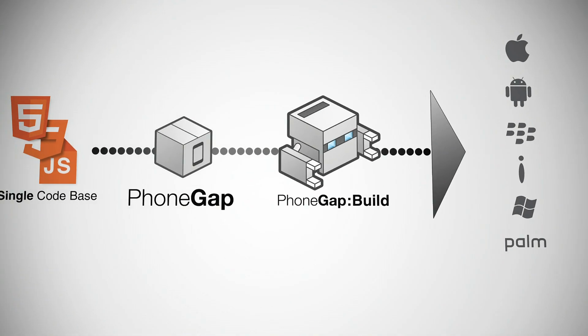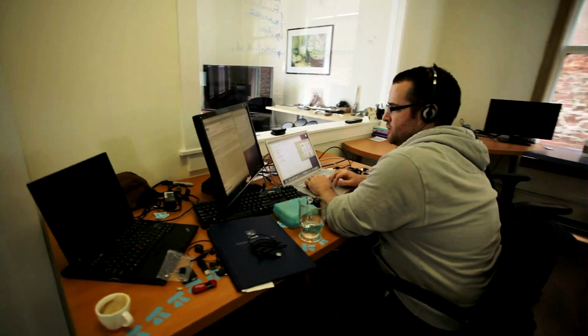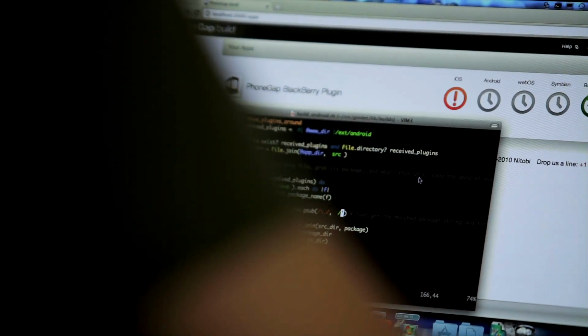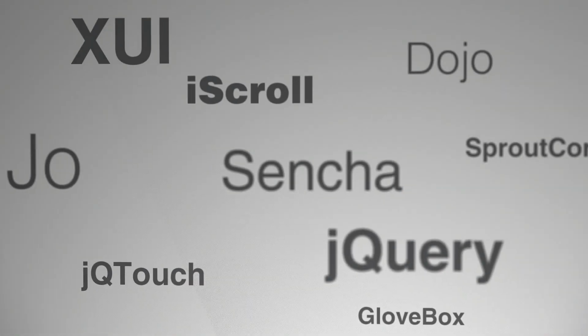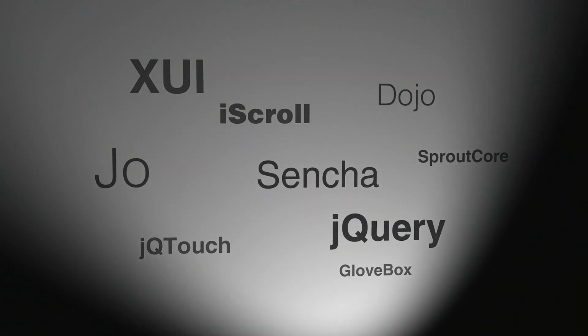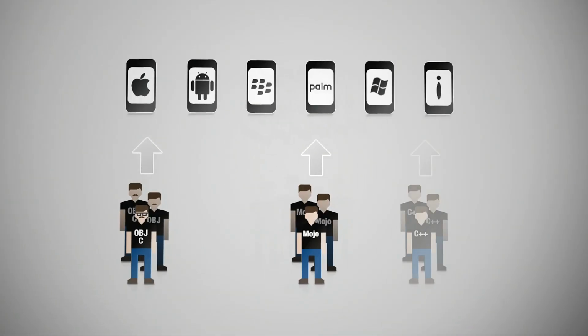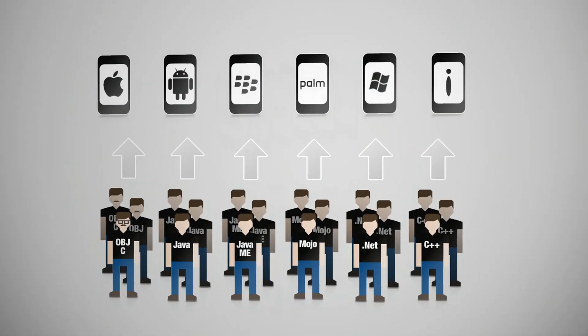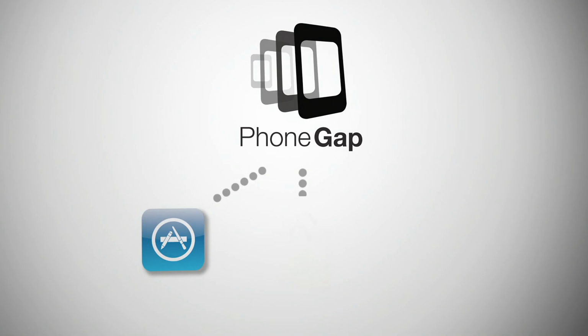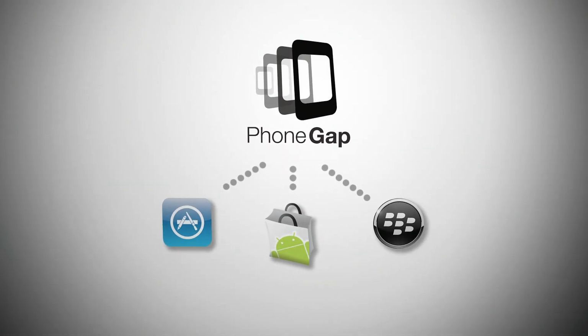PhoneGap's strengths come from the fact that it's based on open standards. You get a lot of reuse of your web development skills, as well as the frameworks and tools that you're used to working with on the web. What that means is you don't have to go out and hire an Objective-C expert, Java expert, and so on and so forth. So you can reuse code and you can reuse your existing team to build native applications that you can then deploy to app stores and install directly on handsets.